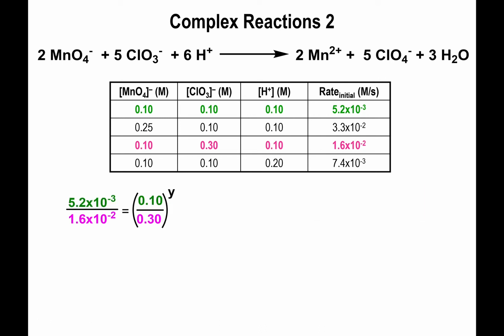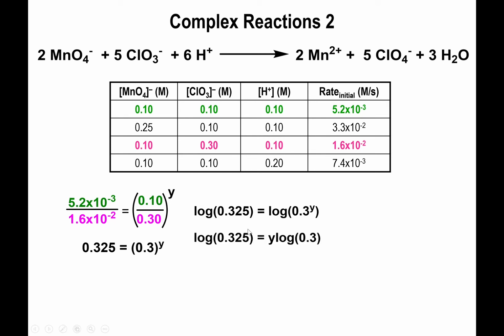If you carry out those divisions, you're going to find out that this equals 0.325, which is itself equal to 0.3 raised to the power of y. Taking the logarithm of both sides, bringing the power of y to the front, so you have y times log of 0.3, and solving for y yields log of 0.325 divided by log of 0.3, which is the same thing as 1 if you carry out the calculation. So now we know that the order of permanganate is second order. The order for chlorate is first order.